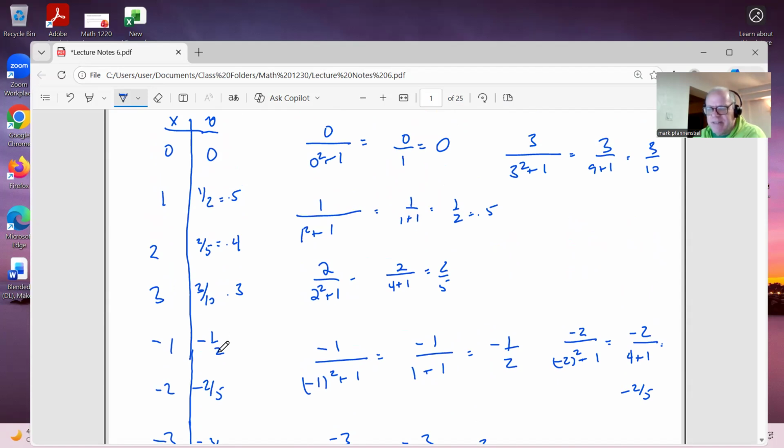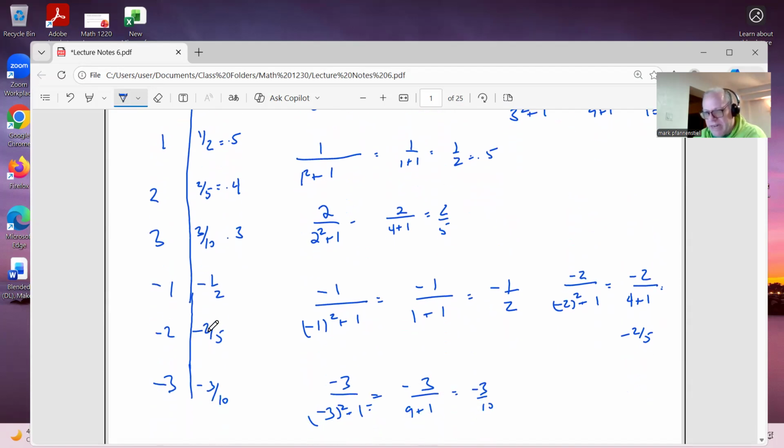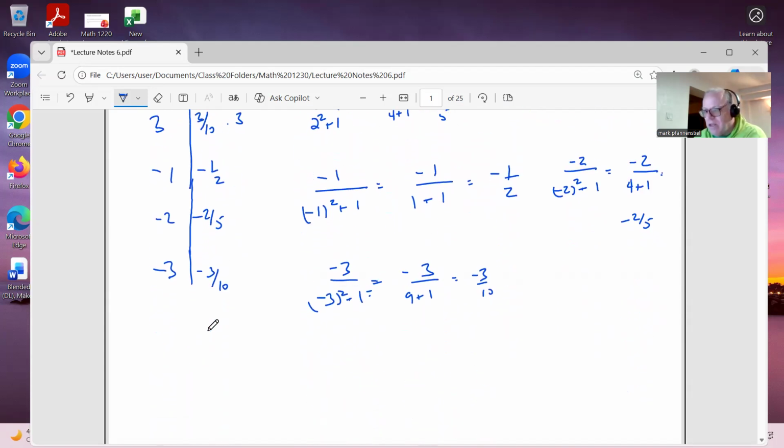So what I tried to demonstrate here is it looks like if I put the negative in, I get the negative y value. So I put in a negative x, I get a negative y out. So what I'm going to say is that f of negative x is equal to negative f of x. It's almost as if the negative sign floats through the function. That doesn't actually happen, but it looks like it does. This is known as an odd function.